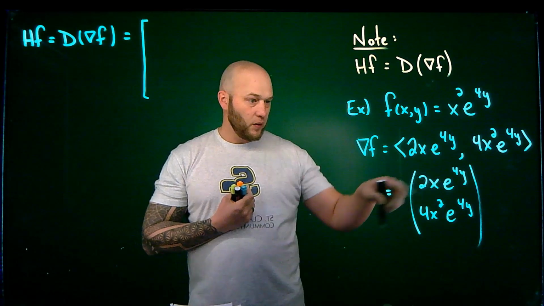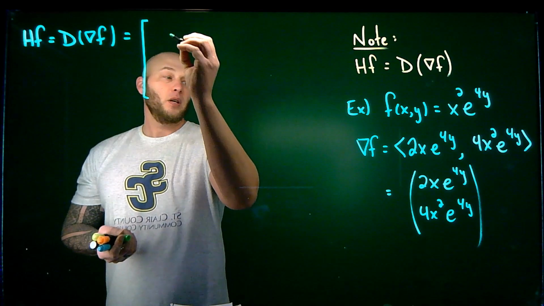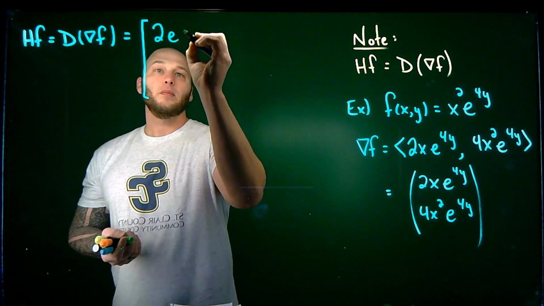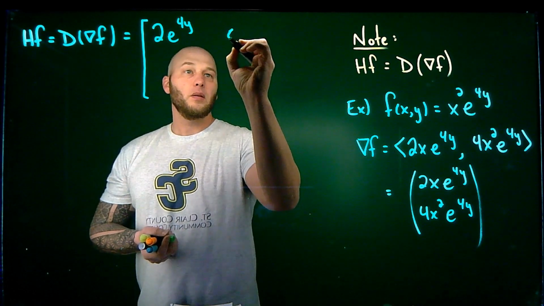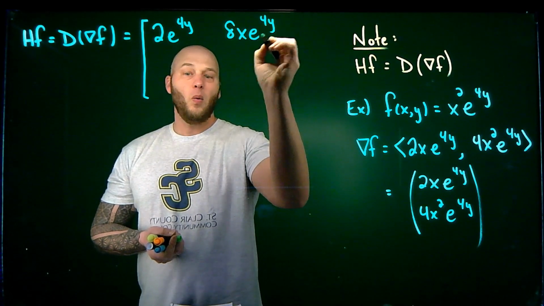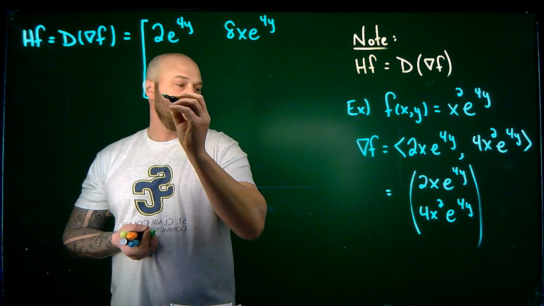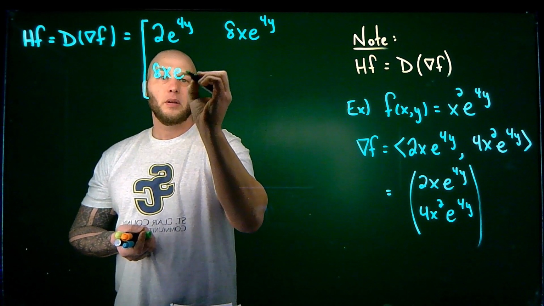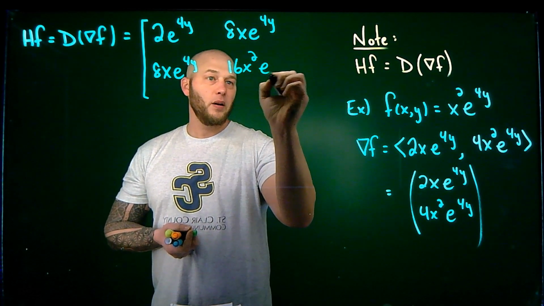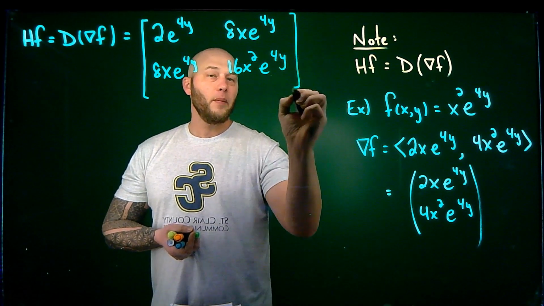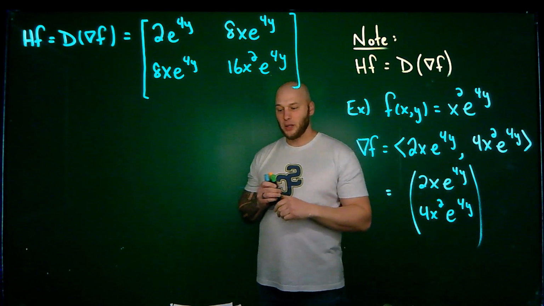If I take 2x e to the 4y as the function I'm starting with, and I take its gradient, I would get 2e to the 4y, and then I would get 8x e to the 4y. Then I would take the second component function, and its gradient would have components 8x e to the 4y, and then 16x squared e to the 4y. All right? And this would again be the Hessian of the original function that we had started with.